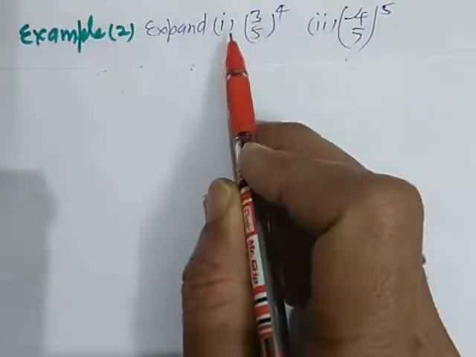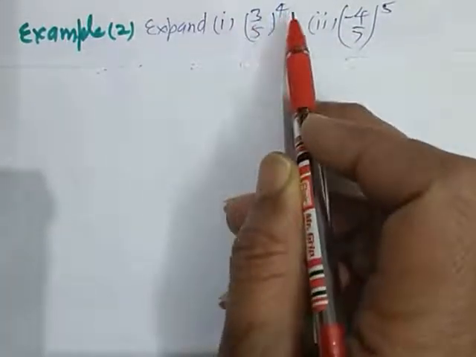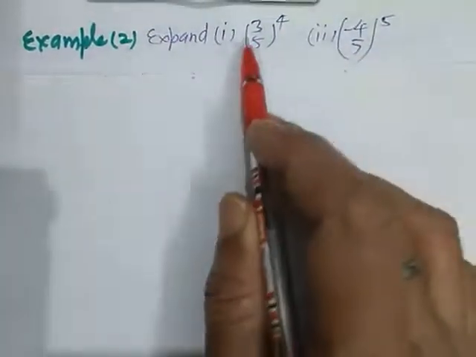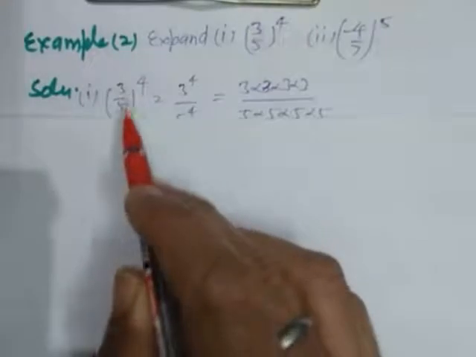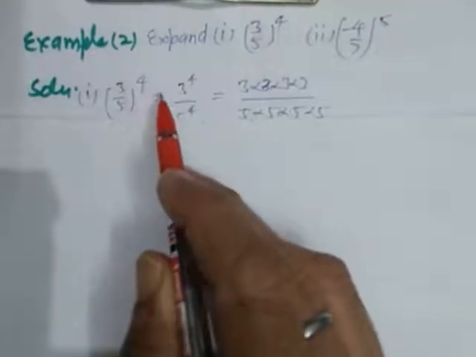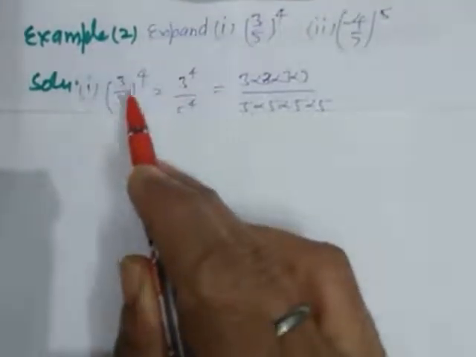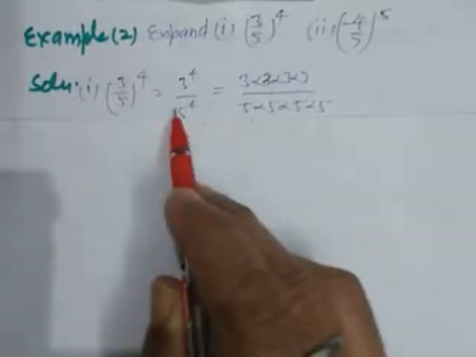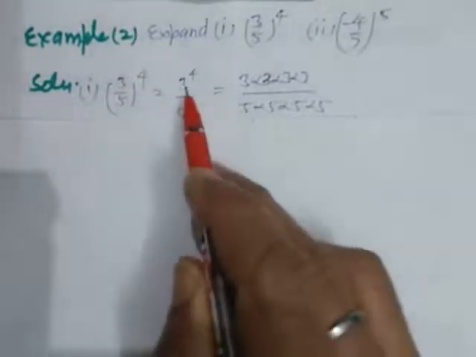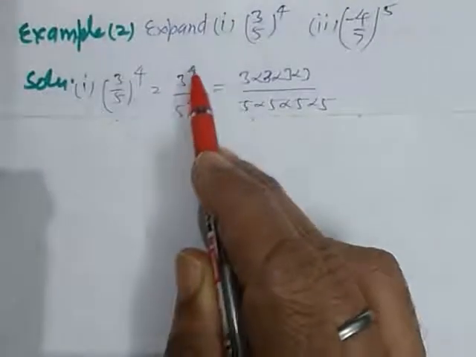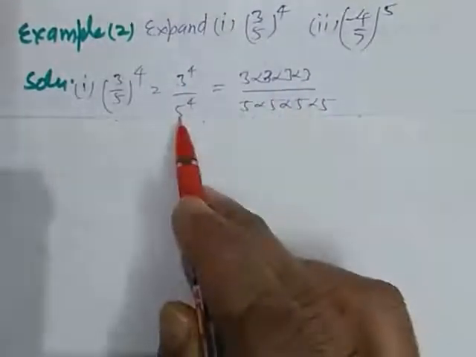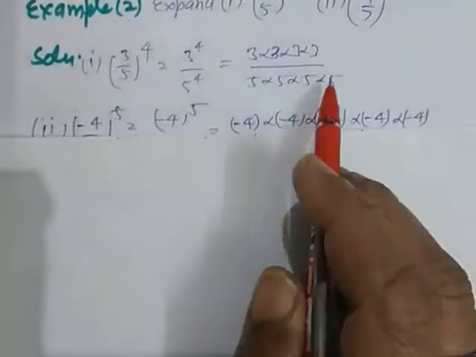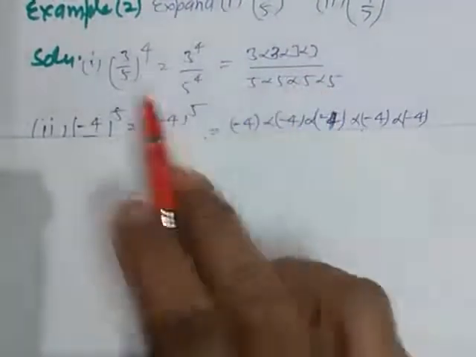Expand first the part (3 by 5) whole power 4 and this minus (4 by 7) whole power 5. First we take the first part, (3 by 5) whole power 4. So we can write this as 3 power 4 upon 5 power 4. Now expand this: 3 multiplying 4 times and 5 multiplying 4 times. So this is the expansion of this.